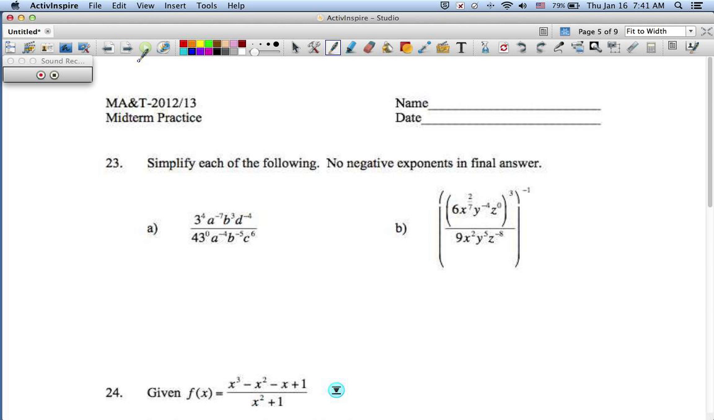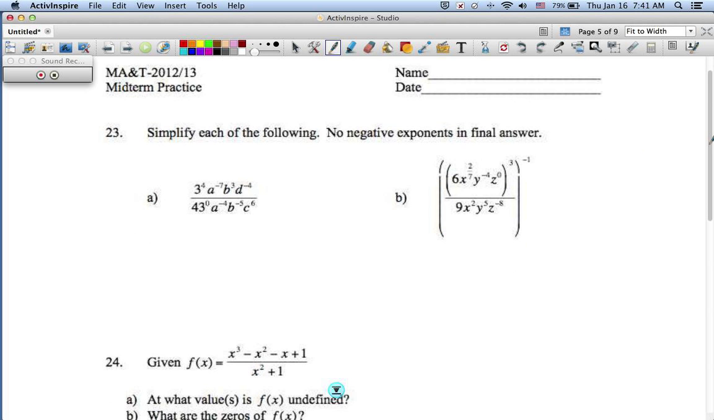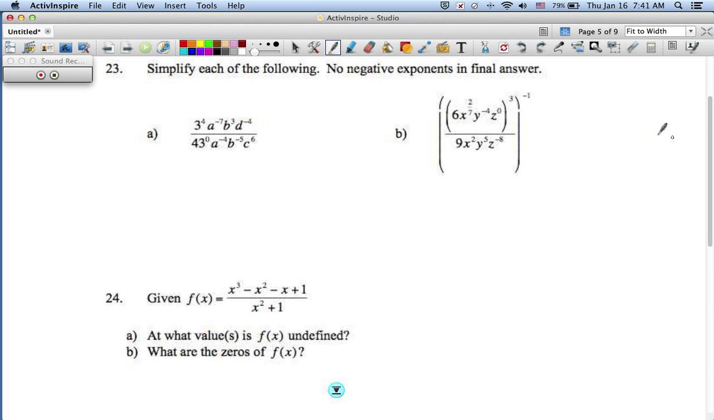We're looking at problem 23 to start, and we're simplifying some exponents. No negative exponents in final answer. Well, 43 to the 0 is just 1. 3 to the 4th, 3, 9, 27. That's 81.